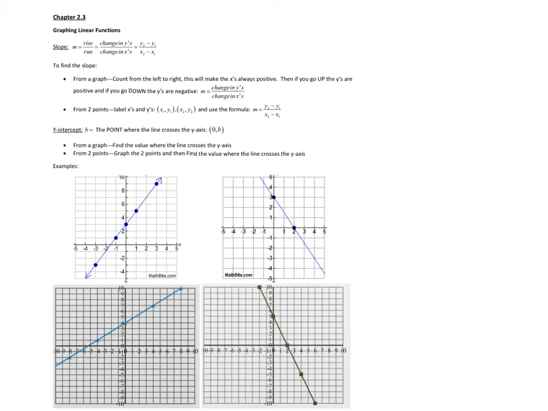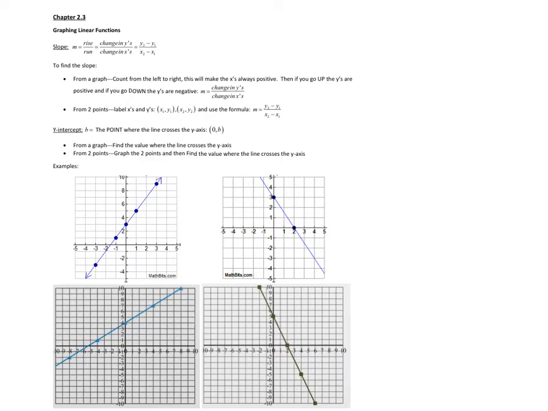In this section, we want to look at linear functions. First, we want to look at what the elements of a linear function are and how they are graphed. So some of the elements that we'll look at to create a linear function, the first thing we want to look at is going to be the slope.